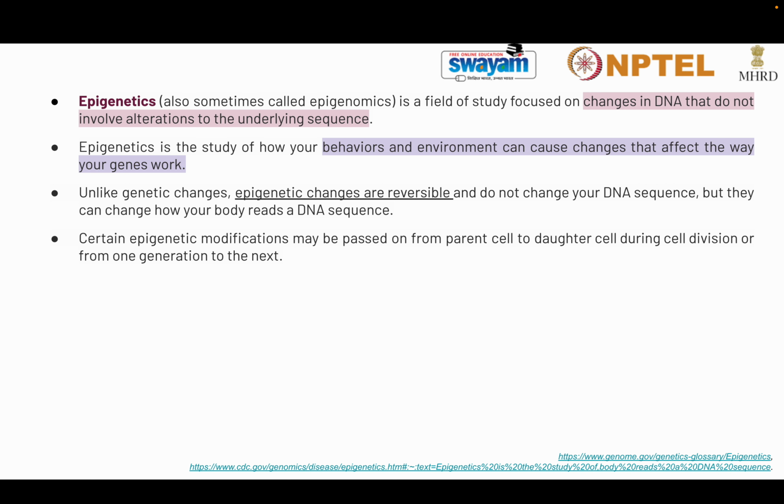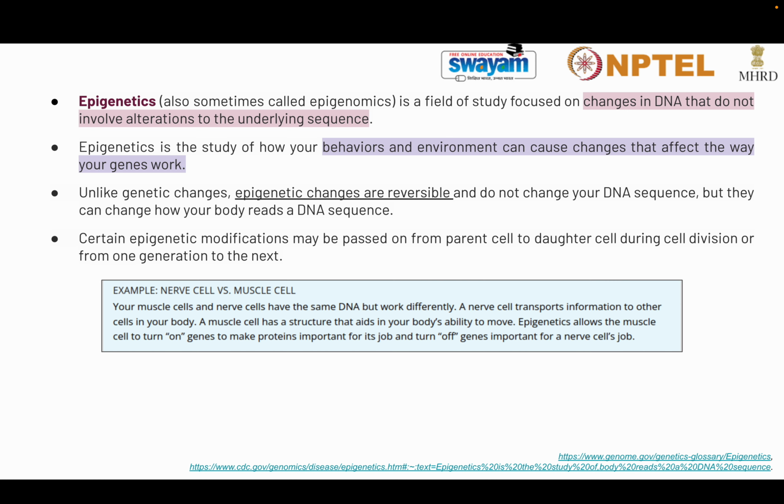So in your body, that gene is expressing normally. So this is known as epigenetic changes. And unlike the genetic changes, these epigenetic changes are reversible. They can reverse back. So they do not change the DNA sequence, but they can change how your body reads the DNA sequence. So certain epigenetic modifications may be passed from the parent cell to the daughter cell during cell division, or from one generation to the next. So yeah, they can be passed. They may be passed from parent to offspring.